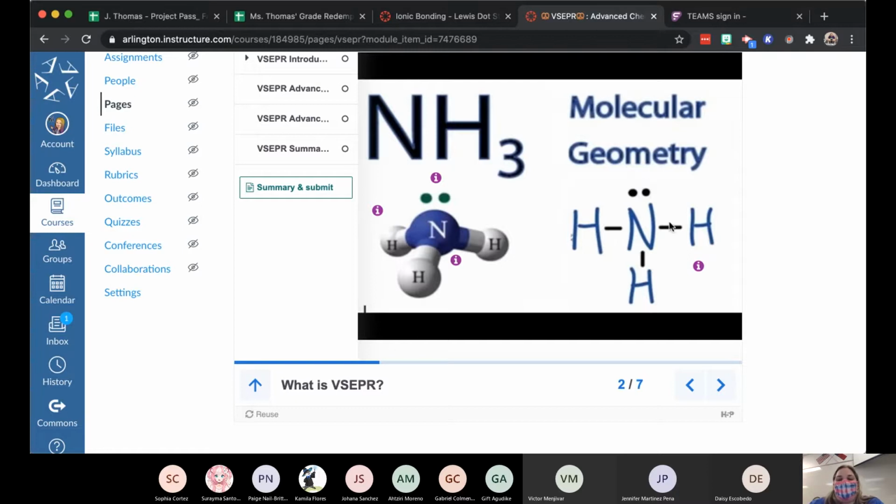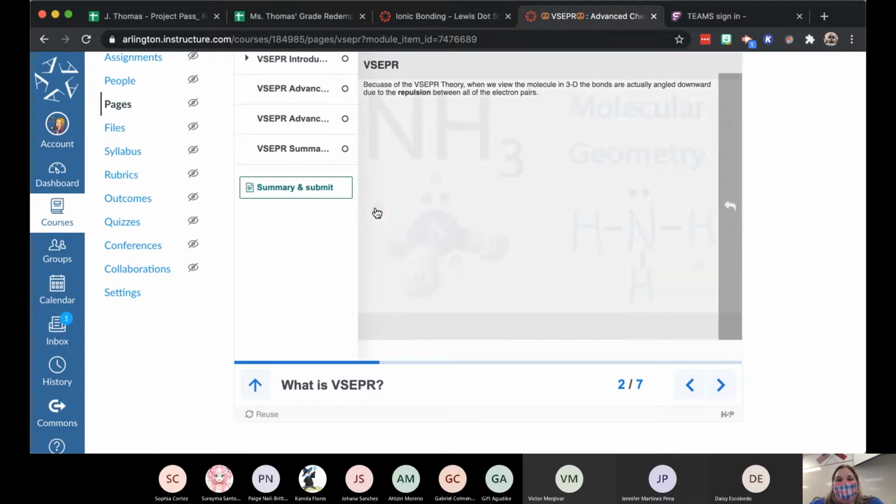And so even though we draw it on paper like this, this is not what it looks like. If we were to actually build a 3D model of it, it looks like this over here. The lines are not straight out to the sides and straight down to the bottom. They're all 3 actually kind of angled downward slightly. And so it actually kind of makes a pyramid shape when you look at it. And they're all angled downward because of the R in VSEPR, the repulsion. So repulsion means that you're repelling or pushing against something.